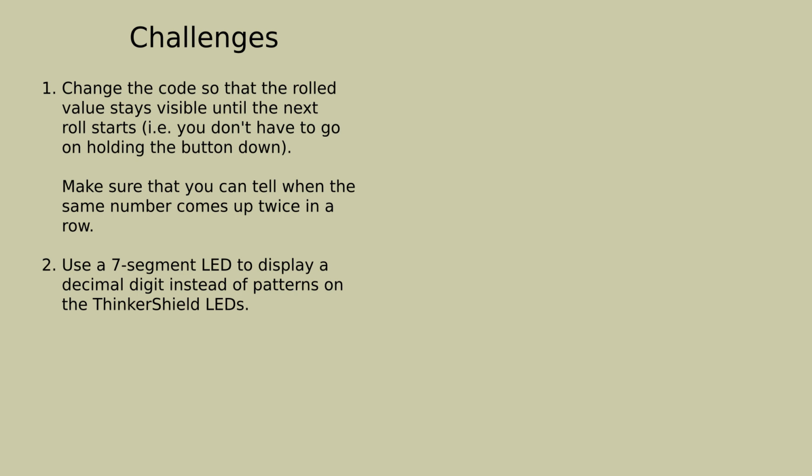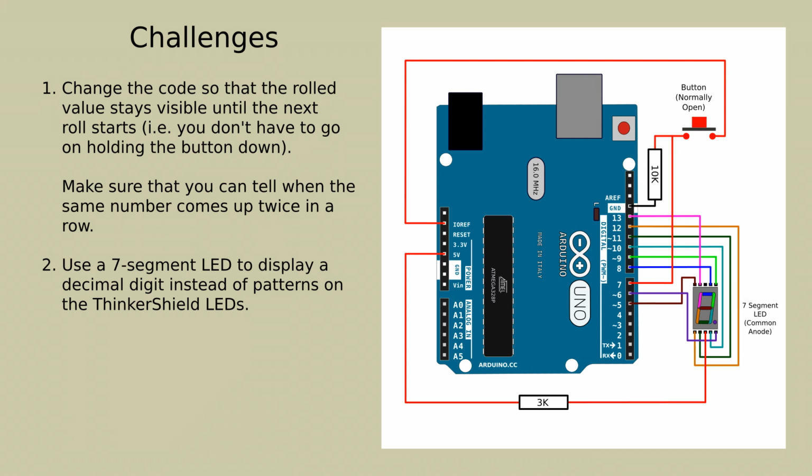I'll leave you with a couple of challenges. Firstly, a real dice leaves its value visible until the next player picks it up to shake it. See if you can change the program so the value stays visible between rolls. A tougher challenge is to do the dice simulator without the thinker shield and use a 7-segment LED to display a normal digit. The hardware is a little fiddly, and you'll also need a 7th pin, say D5, so you can control all 7 line segments. You could also hook up the decimal point to D6, if you can think of a use for it.